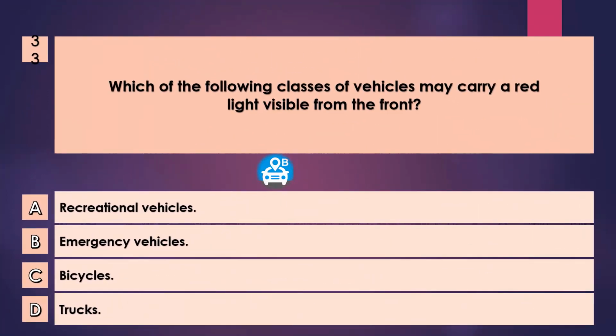Which of the following classes of vehicles may carry a red light visible from the front? A. Recreational vehicles. B. Emergency vehicles. C. Bicycles. D. Trucks.